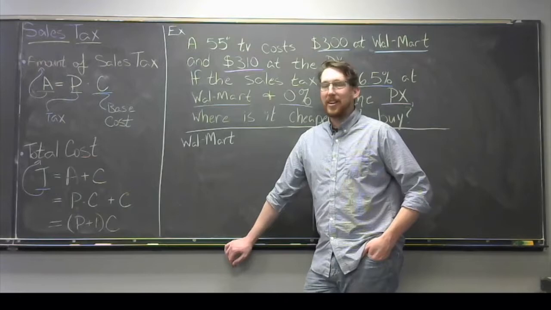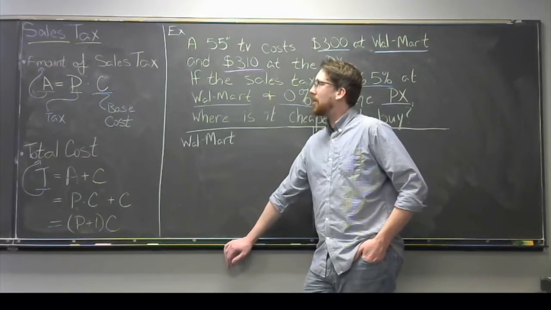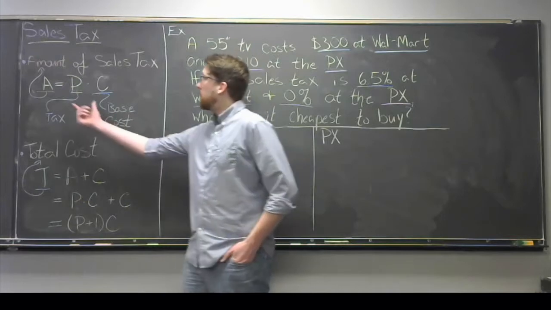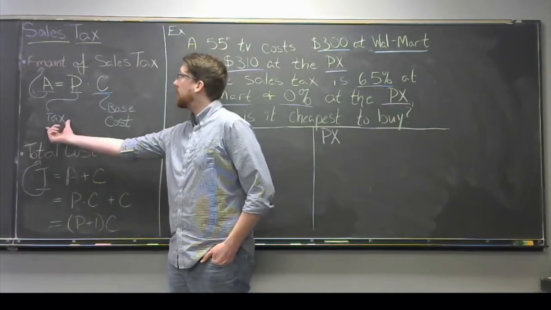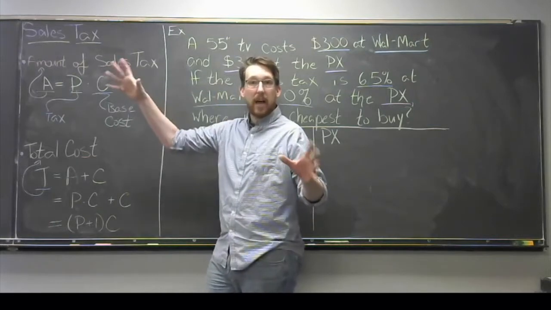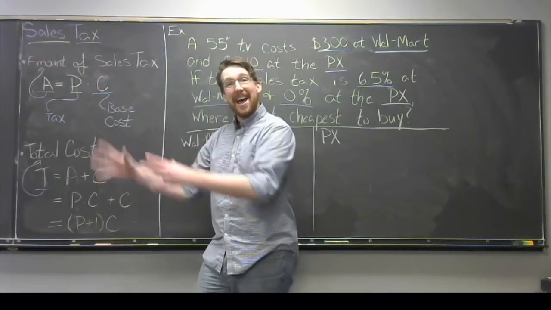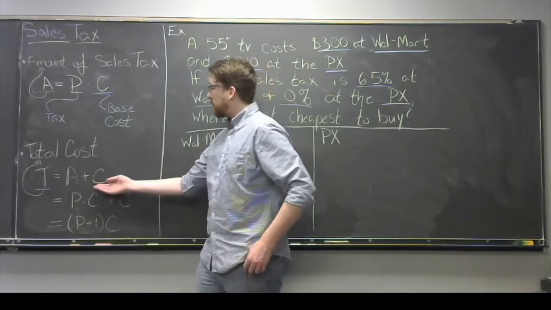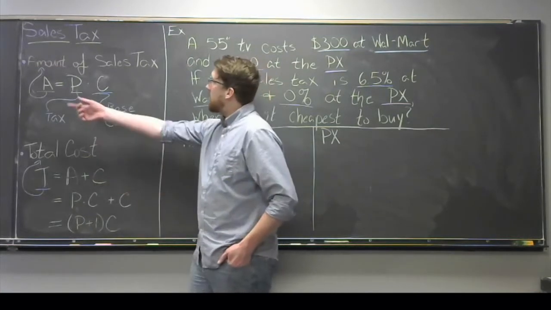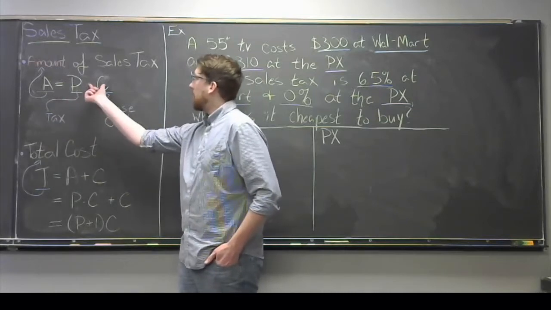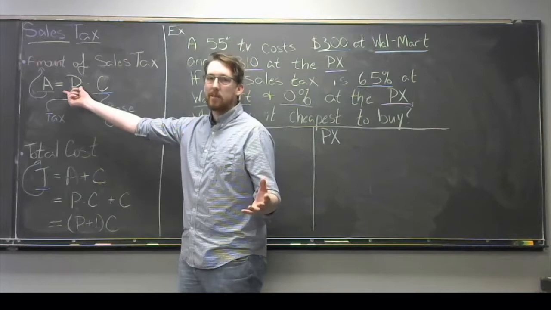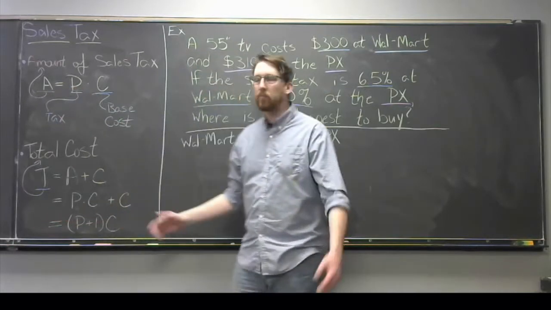All right, so sales tax. The way sales tax works is we're taking the base cost and multiplying it by whatever the tax is. That's the amount of the sales tax. Now we're going to add that back to the original cost. But it's not enough just to say we're going to multiply the base cost by the tax. No, of course not. This is a math class. It can't be that easy, right?